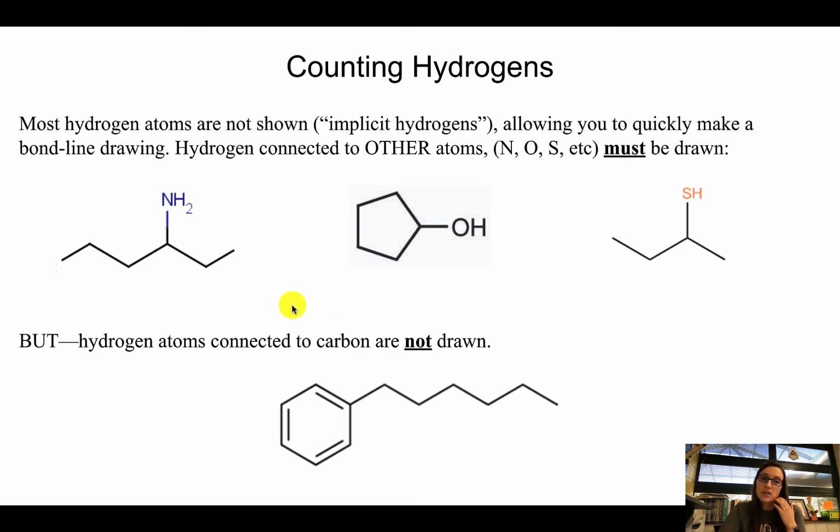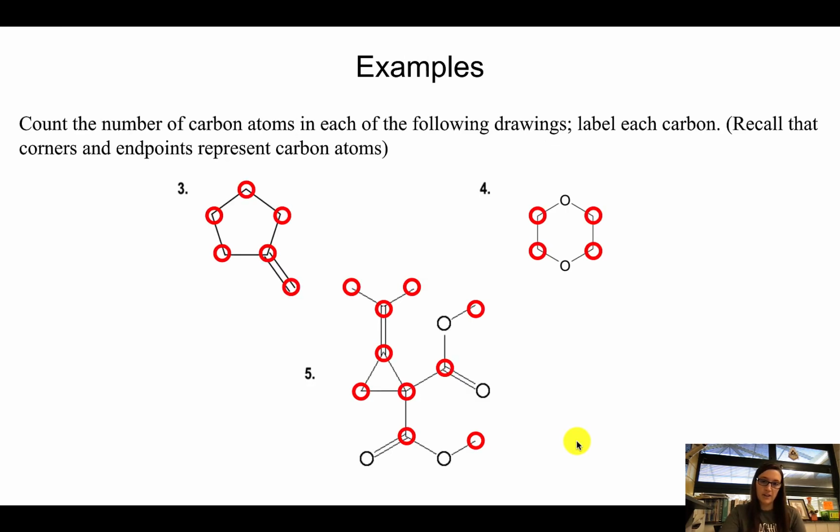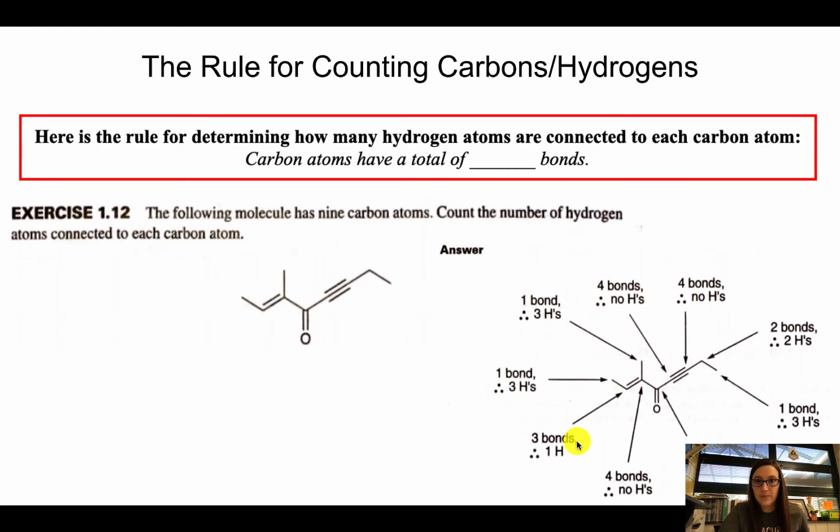If you take a look at this, notice how the only hydrogens that we see in these top 3 are the ones that are attached to a more electronegative atom, N, O, and S. Otherwise, notice all of these carbons do have hydrogens attached to them, we just don't see them. Notice in this structure at the bottom, again, all of these carbons do have hydrogens attached to them, but we do not draw them if they're attached to a carbon.